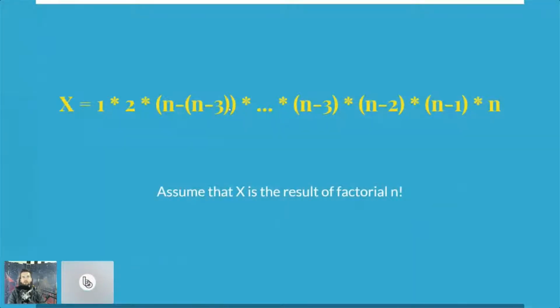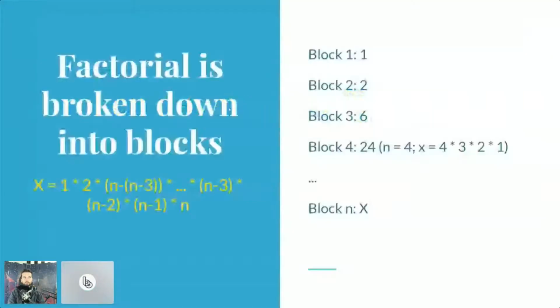So to drive that point home, let's assume in this case that x is the result of a factorial n. So this is the formula, right? So you get x by multiplying all the numbers up until the number n. And let's assume that every block in our blockchain is one such value. So block 1 is 1, block 2 is 2, block 3 is 6. And so on. Block 4 is 24. So this is how you calculate it, right?